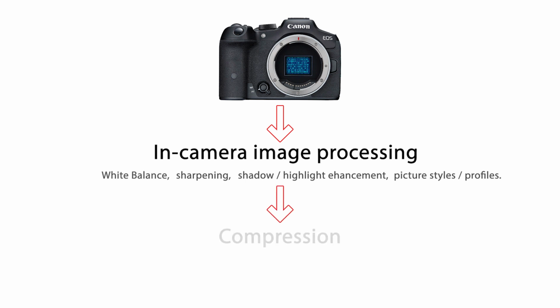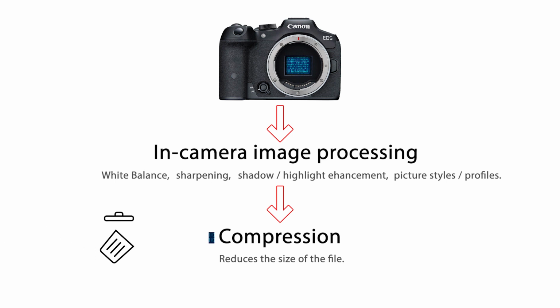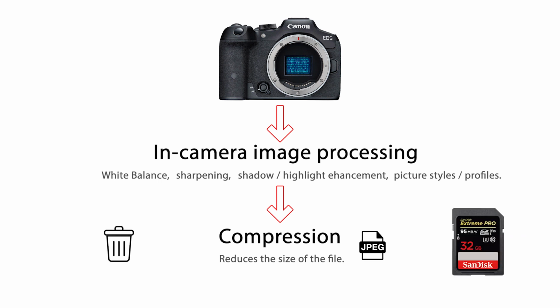The next step is called compression. The goal here is to make the image file smaller, and it's important to know that in doing that, a lot of data is lost. This is often noticeable in the shadows and highlights. More on that later in the video. Once done, the file is then saved to the memory card as a JPEG.